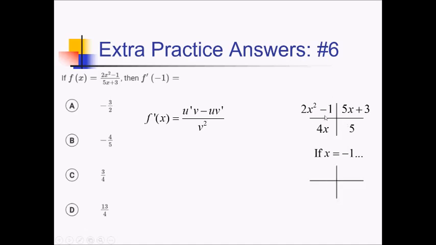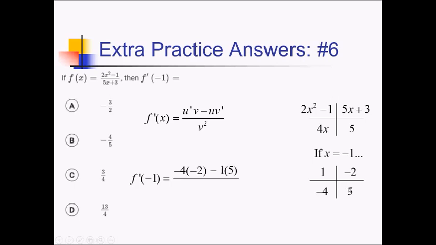2x squared minus 1, well that's 2 times -1 squared minus 1. That's just 2 minus 1, which is 1. And then this is 5 times -1 plus 3. That's going to be -5 plus 3, which is -2. 4 times -1 is -4. And 5 is a constant, so we just bring it down. Multiplying this back out now using the ribbon, I have -4 times -2 minus 1 times 5.